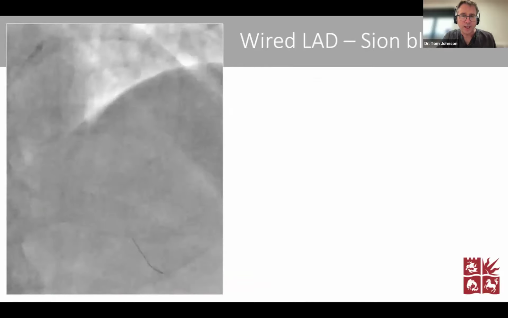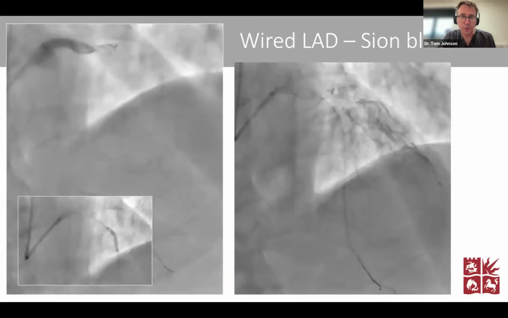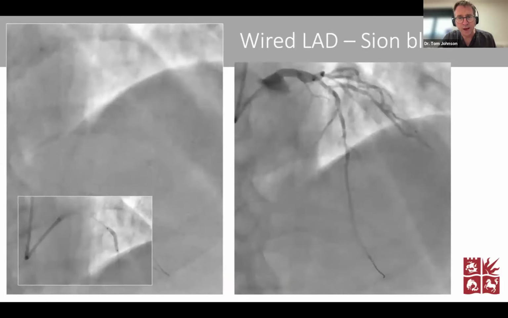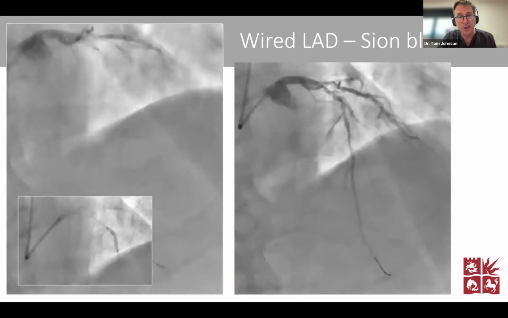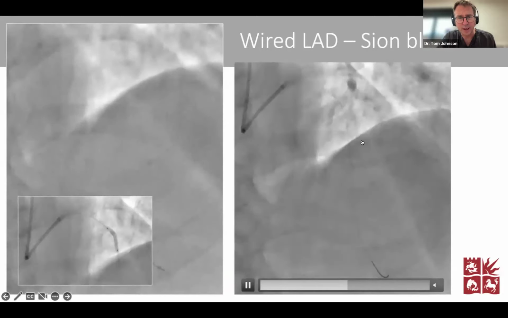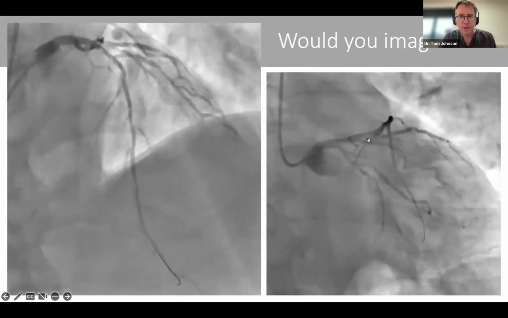So we wired the LAD with a Scion Blue, a small predilatation, that's just a 2.5 balloon. And there we then have recanalization of the LAD very promptly. We see a slightly late filling diagonal branch. So this is where we're at.